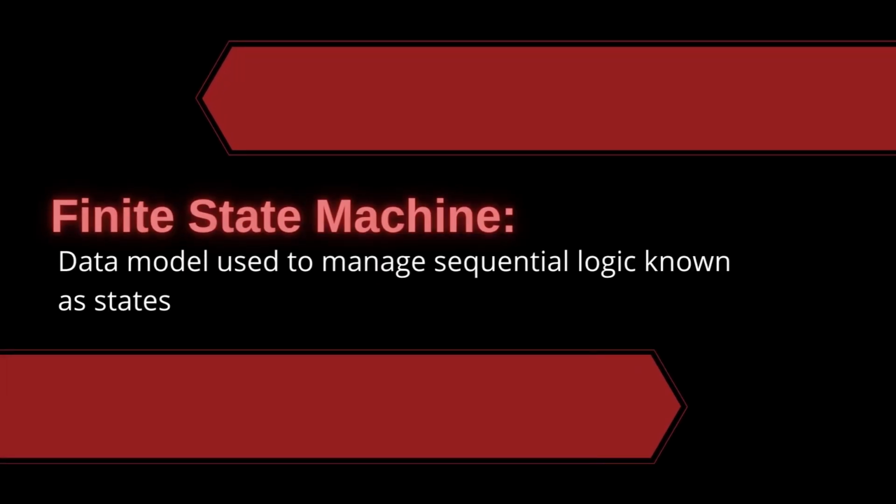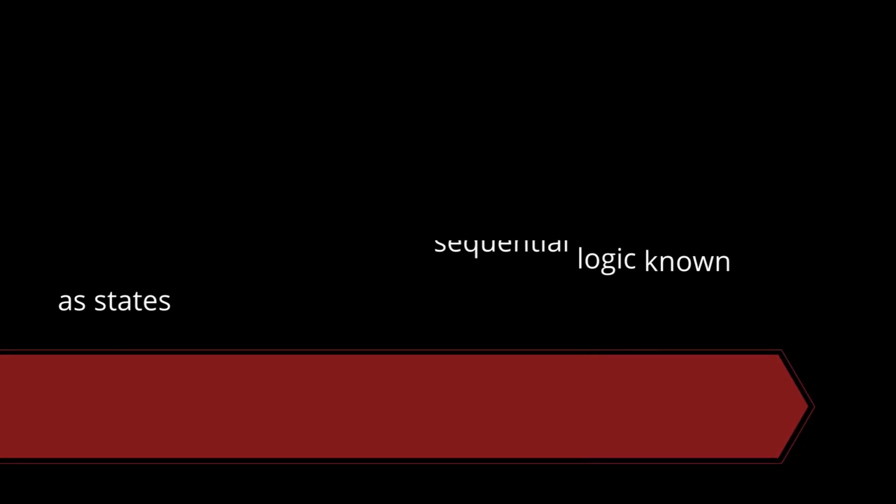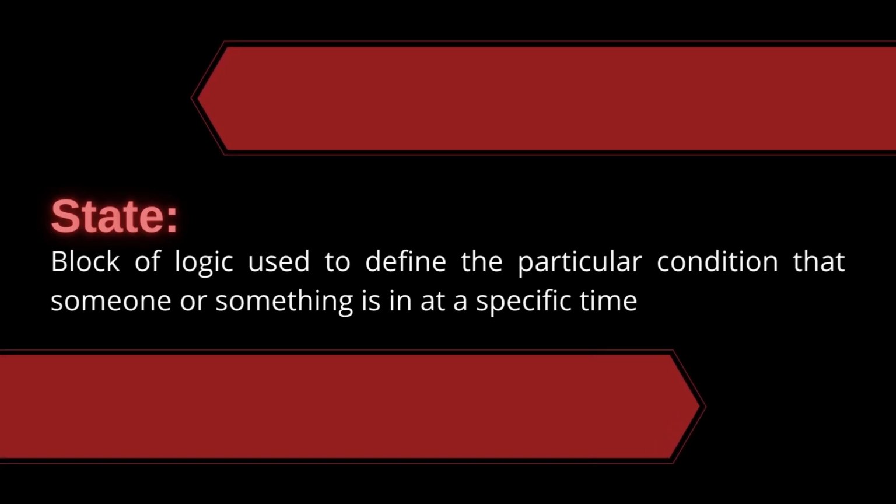A finite state machine is simply just a data model used to manage sequential data blocks known as states. States can be anything that you want it to, and all they're there for is to manipulate various pieces of data. You can take this concept and apply it to many different things, and one of my favorite ways of applying them is to cameras specifically.